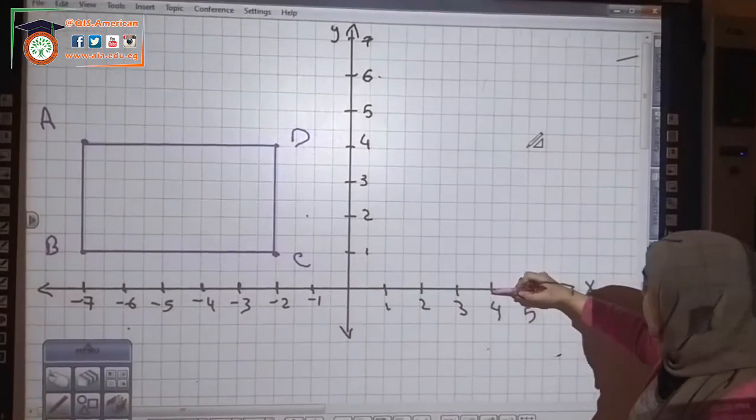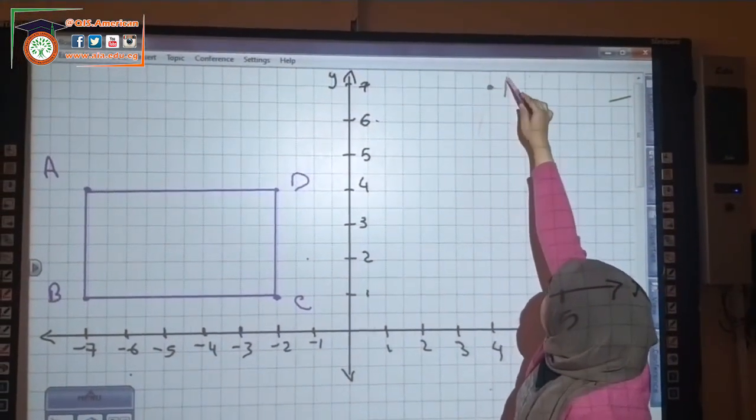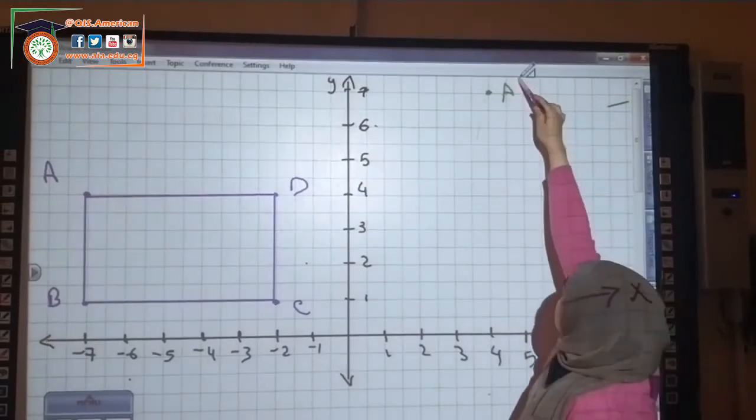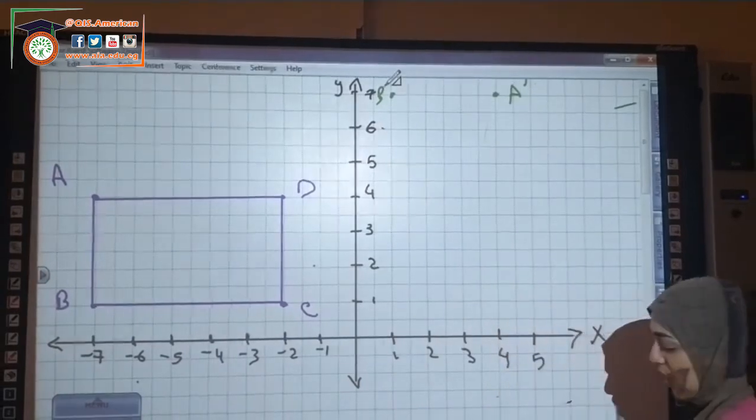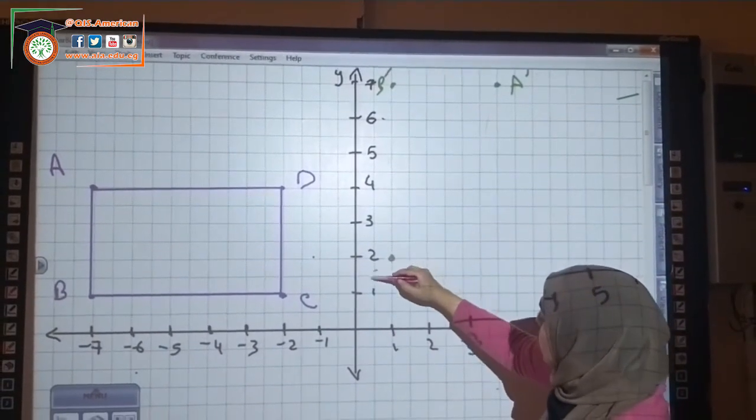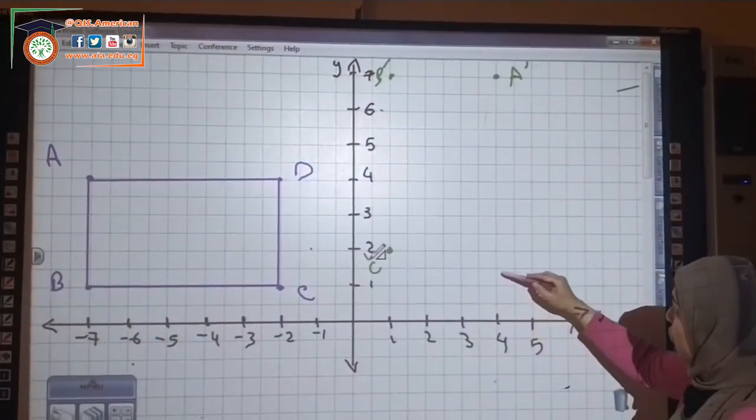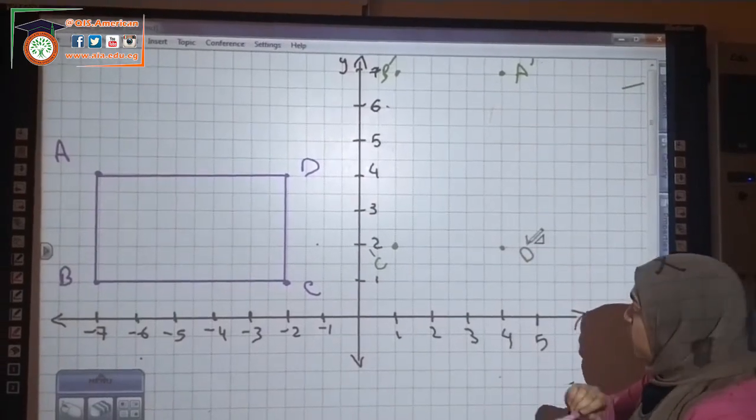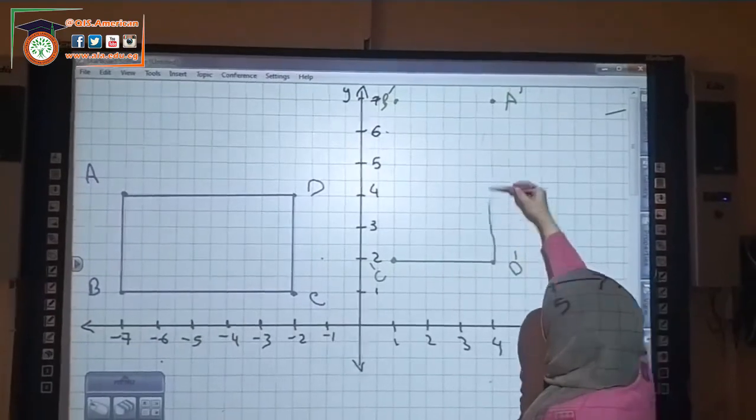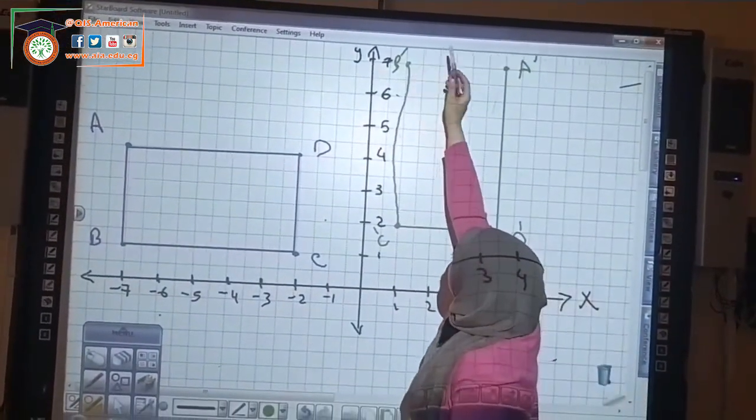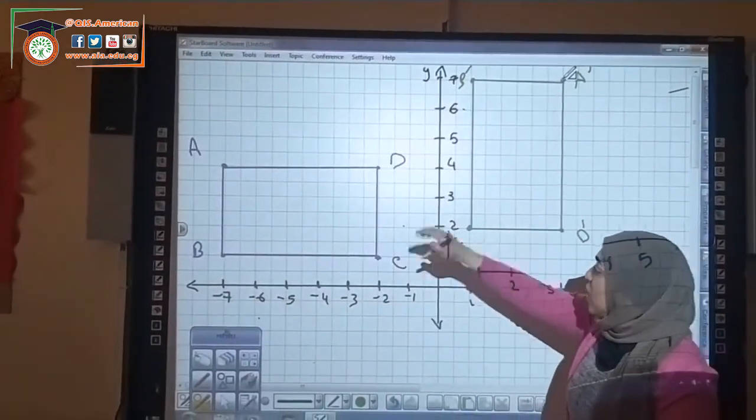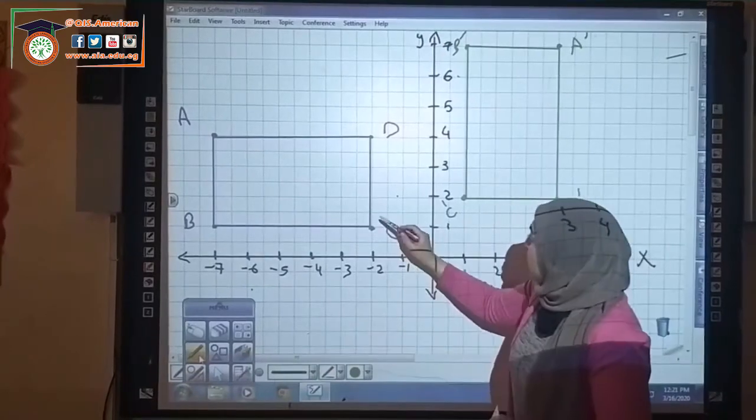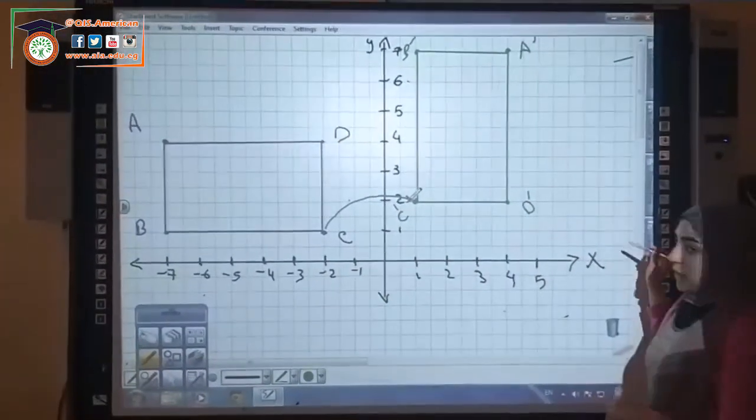Let's graph the image. First, A dash, 4 and negative 7. So 4 on x, and move up till you reach 7. And here I have A dash. Second point, which is B dash, it's 1 and 7. So 1, and move up till you reach 7. And this is B dash. And C dash, 1 and 2. D dash, 4 and 2. Join the points. And now I have the image, which is rotated 90 degrees clockwise. So from this point it became like this one. Thank you.